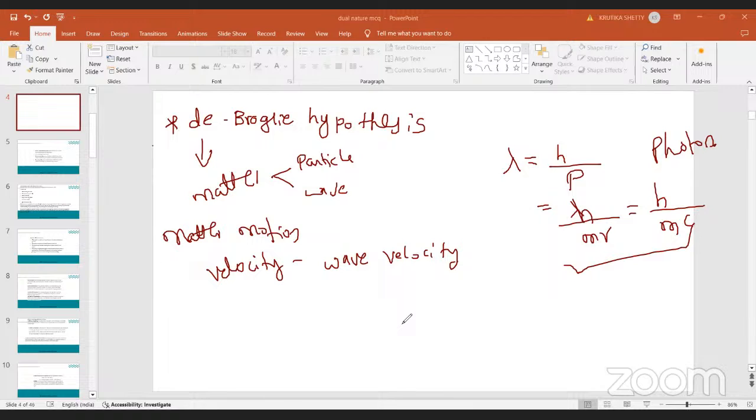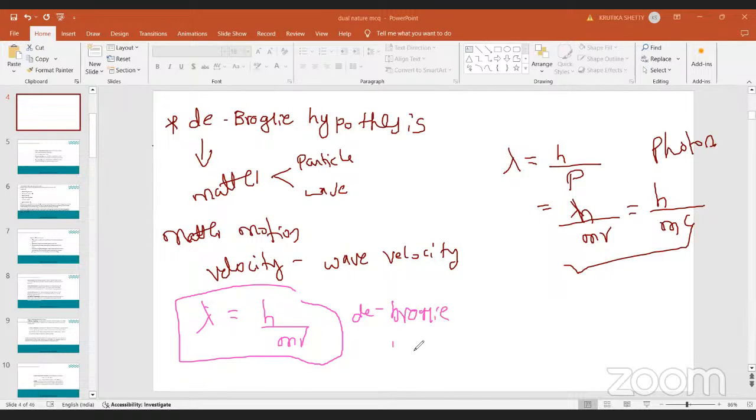So this expression here, students, lambda is equal to h divided by mv. This expression is called the de Broglie wavelength. Lambda means wavelength. So this is called what? The de Broglie wavelength of the particle, that is h divided by m into v.